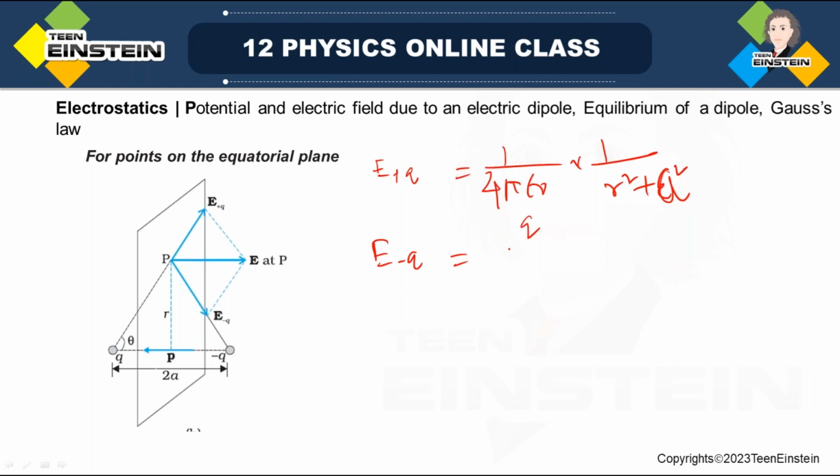So here this is also 4 pi epsilon naught. Sorry, this is actually electric field due to negative charge. Okay.